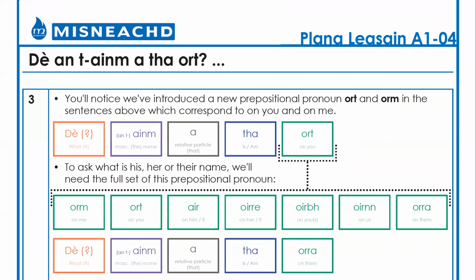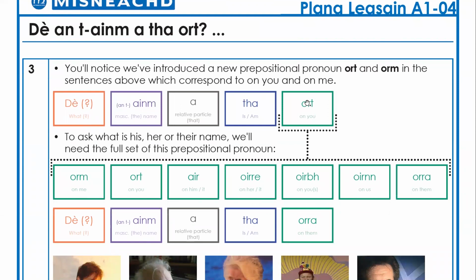Me, u, e, i, shin, shuv, and iad. So here we have "air", which means on, combining to give the meaning on me, on you, on him, on her, on you, plural or formal, on us, and on them. So "Ciod an t-ainm a th' ort", what is the name that's on you? And we saw "'s e", then your name, "Ciod an t-ainm a th' orm", it's your name that is on me.